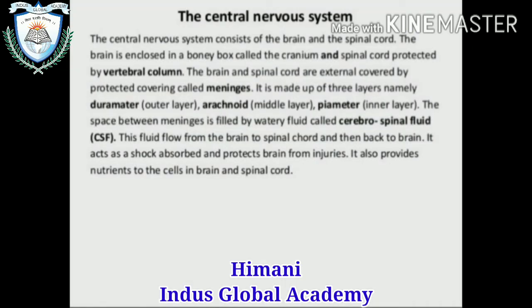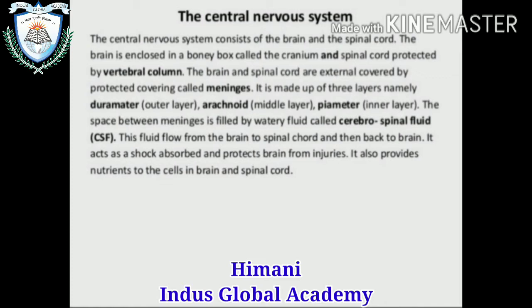The central nervous system, or CNS, consists of the brain and the spinal cord. The brain is protected by a bony box known as the cranium, and the spinal cord is protected by the vertebral column. The brain and spinal cord are externally covered by a covering known as meninges. It is made up of three layers: dura mater, which is the outer layer; arachnoid, which is the middle layer; and pia mater, which is the inner layer.